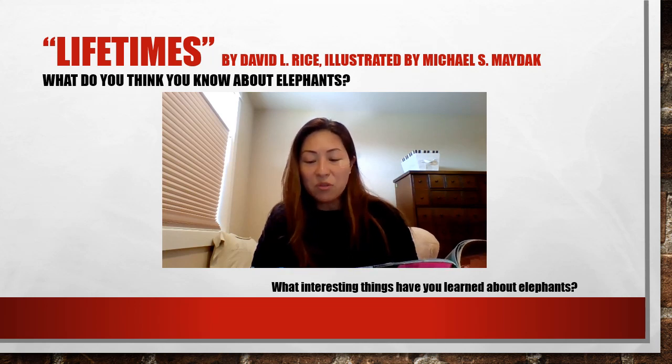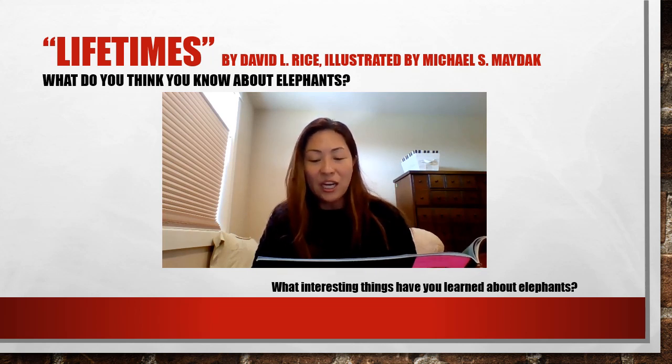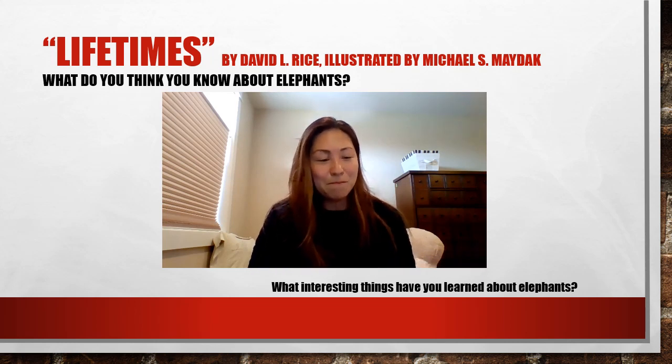When ponds and streams dry up, elephants use their trunks to dig down to water. When they finish drinking, they let other animals drink. Without water, these animals would die.